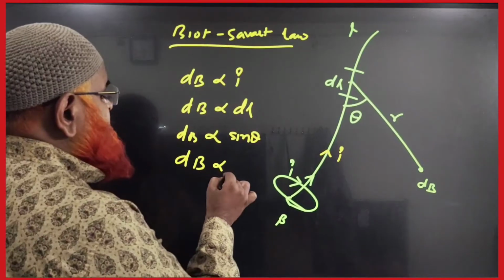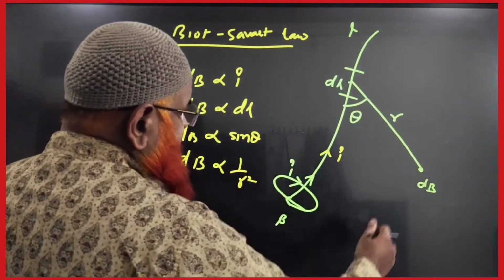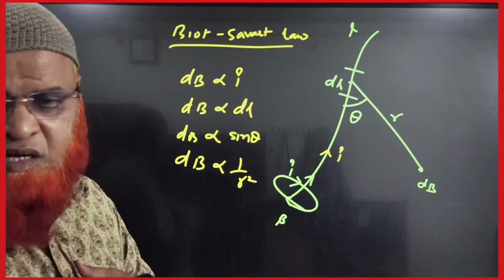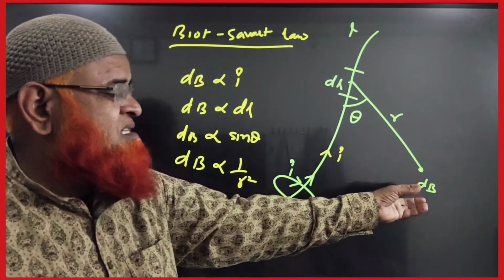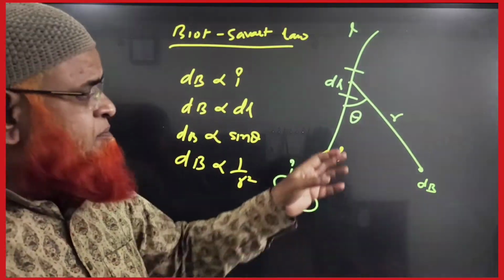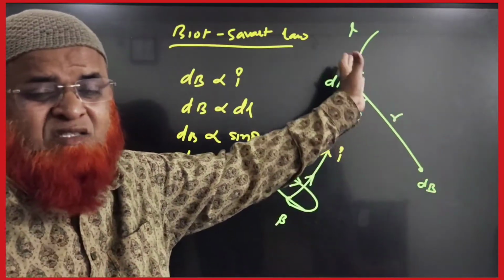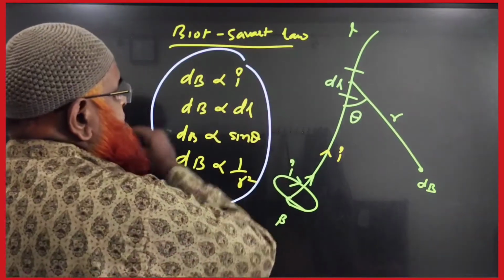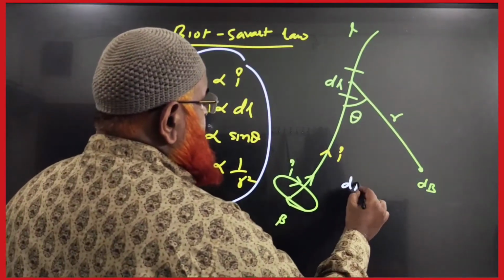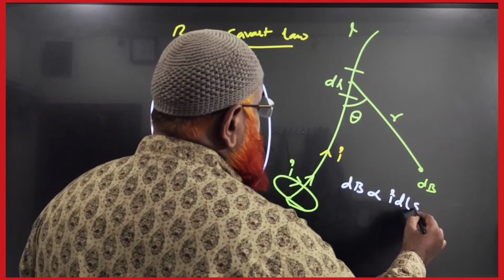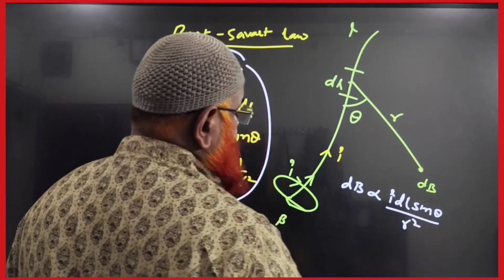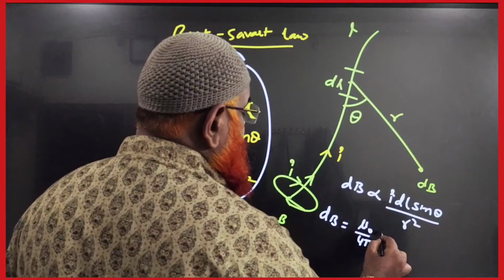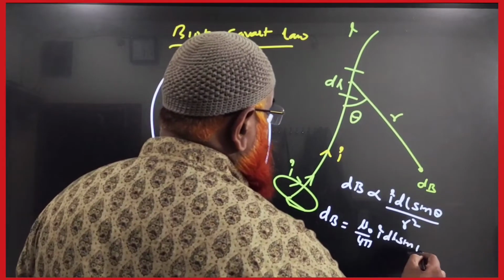And dB is inversely proportional to r square. The greater the distance, the lesser the magnetic induction. However much the distance increases, the magnetic influence becomes less. The magnetic field developed because of this wire decreases as you move away. Now, if you join all these, what do you get? dB is directly proportional to I dl sin theta divided by r square. When you remove the proportionality, you get a constant. That constant is mu naught by 4 pi, so dB equals mu naught by 4 pi I dl sin theta divided by r square.